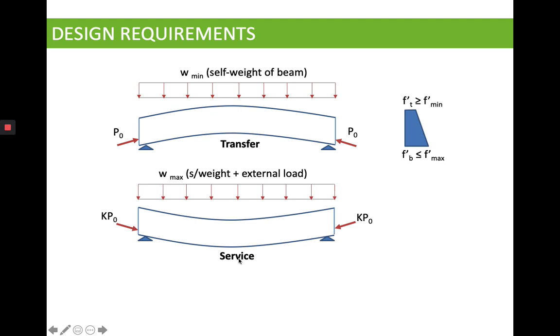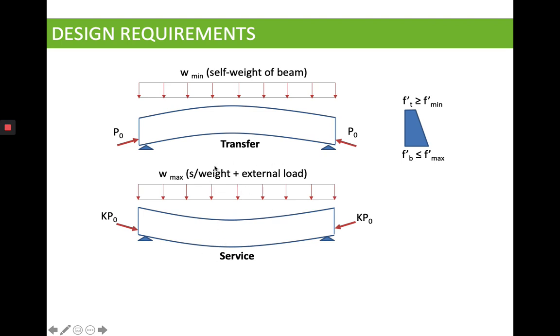Next is the service stage, where we can see that we also have this K P naught. So what is this K? This K is actually the factor that is due to the pre-stress force. When we talk about the service stage, we already have to consider the value of the pre-stressing loss. That is why we have to multiply the value by this. So instead of just taking P naught, we now multiply and reduce the value a bit, due to the pre-stressing loss.